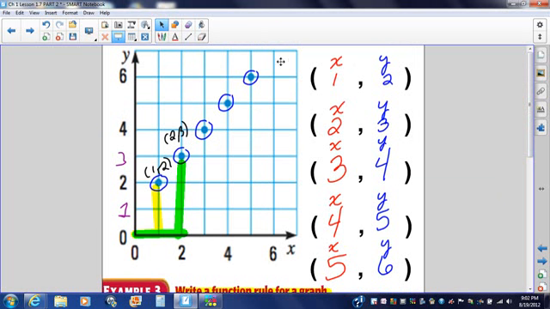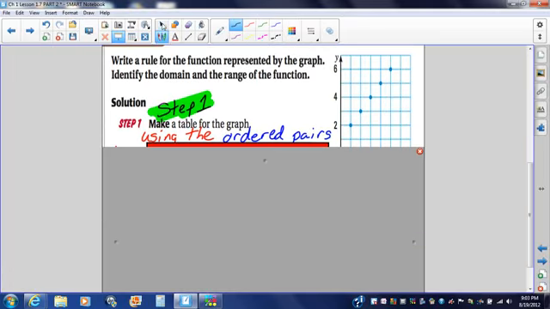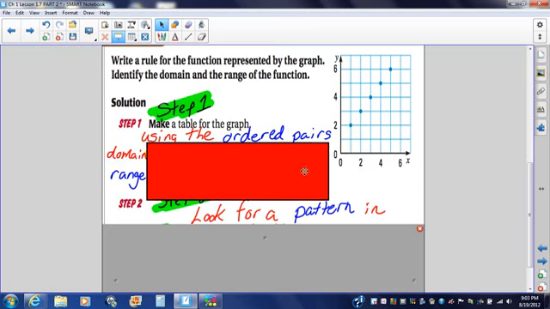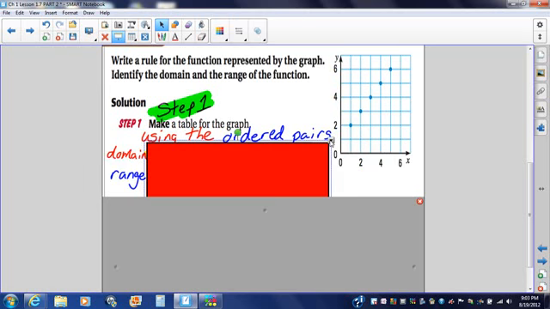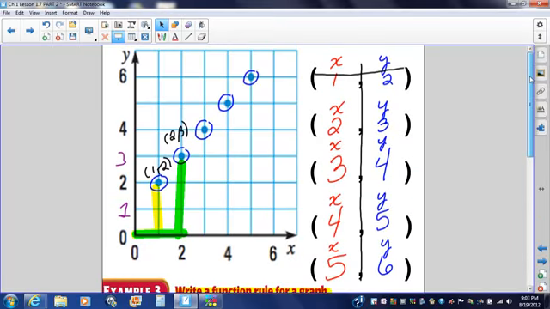So you can either make your table going like this, a T-chart as we've done on the backboard, or you can make your table going sideways like they did in the book. It's up to you, whatever way is easiest for you. This is the table going sideways. This is the table T-chart going up and down. So make sure you have the ordered pairs 1, 2, 2, 3, 3, 4, 4, 5, and 5, 6. Remember, I got them from my points over here.